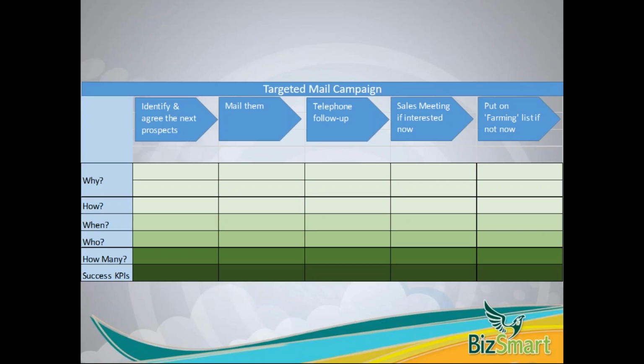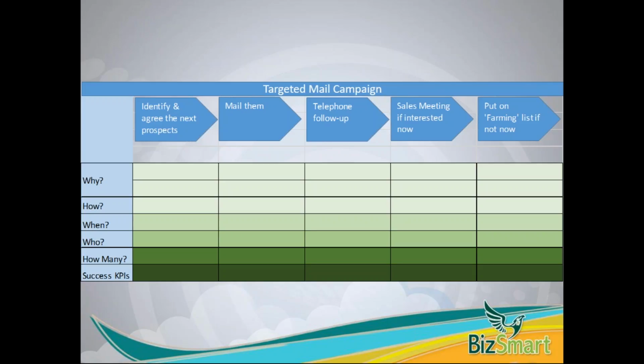We're going to then mail something to them, and you've got some boxes here to say what kind of stuff you might mail them. But then we're going to have a telephone follow-up once we've mailed them, and then if they're interested, we're going to try and get them to a sales meeting. We're going to try and go and see them, have a coffee with them, whatever it is. And if they're not interested, then we're going to put them onto a more farming type activity, so we don't lose track of them. So that is a very simple 4 or 5 step process in doing a targeted mail campaign.